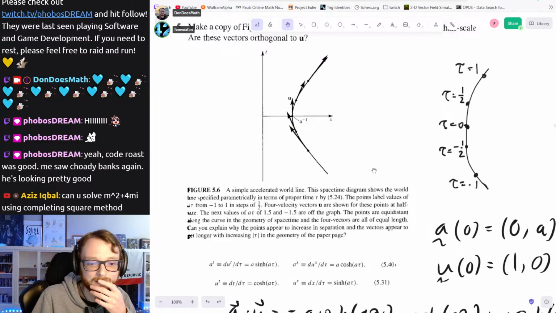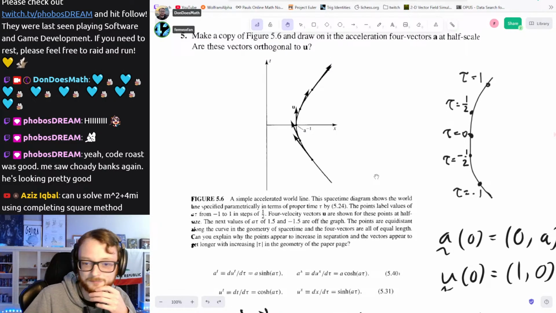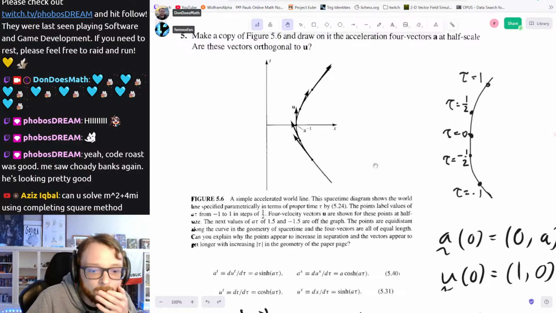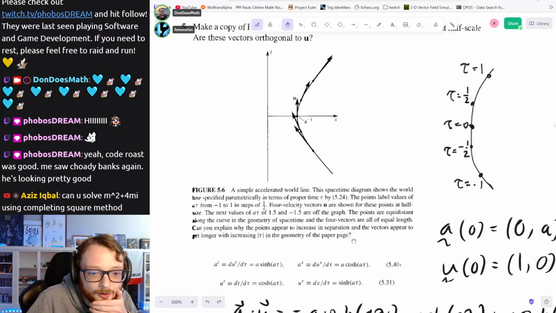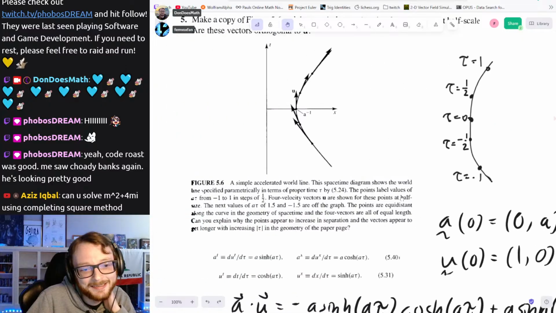It does say in the text here, what does it say? 4 velocity vectors are shown for these points at half size. How does that mean he just drew the arrows half as long as they're supposed to be? There's not really a scale for time. I know there's no real scale. The only thing we have on the picture is A inverse, and who knows what A is.